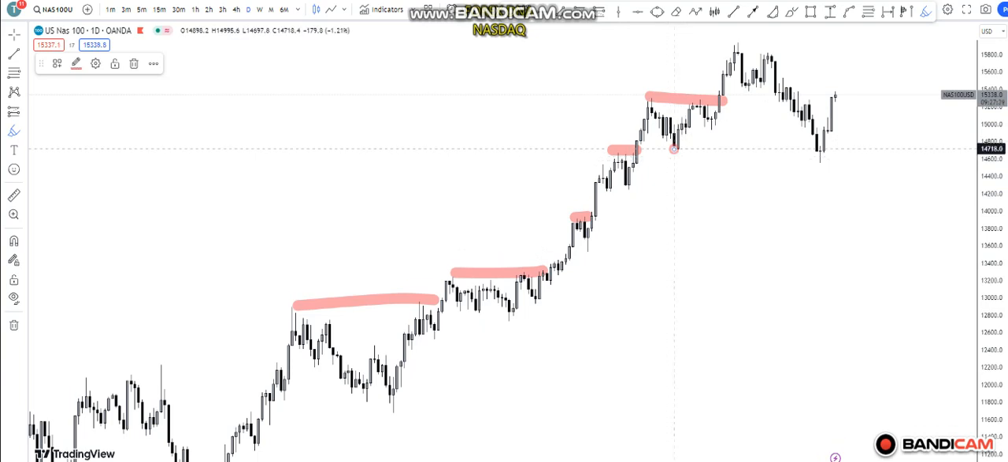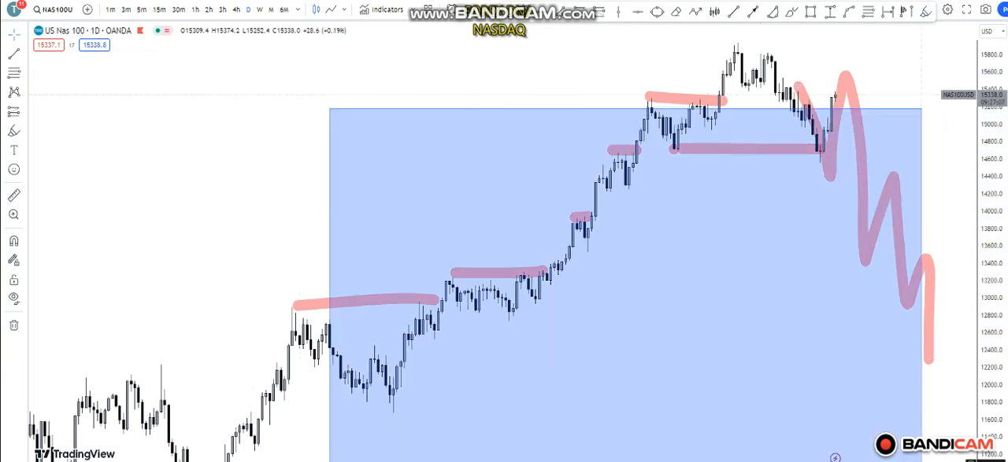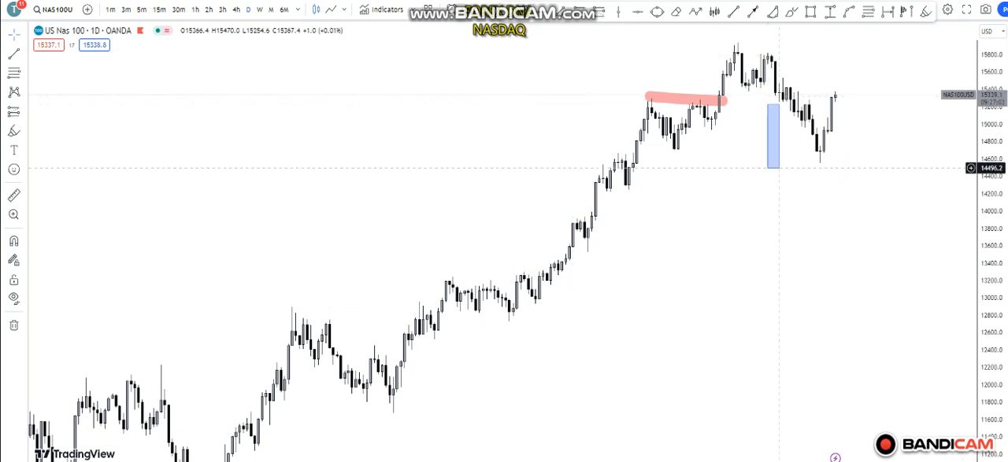If the market managed to break this, that's when we would expect the market to give us something like this, which means it would be a downtrend. That's what we are expecting. But because the market respected this and failed to break it, it shows us that the market is still in an uptrend. So let's start to analyze it.